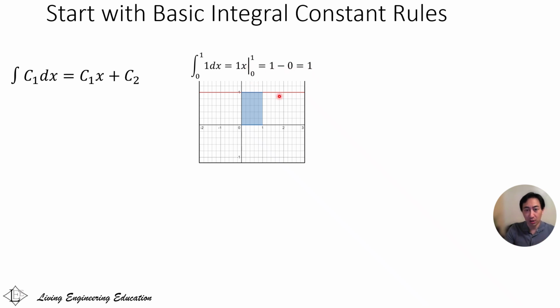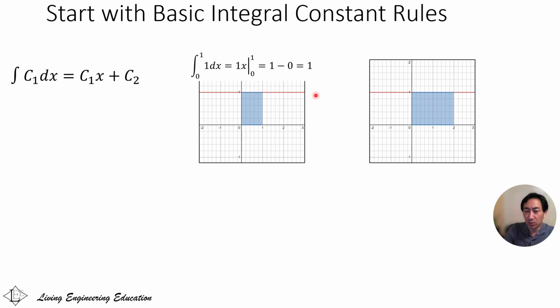And we can double check. This one's very easy because it's just a rectangle. We can double check by looking at the area of this shaded area here, right? 0 to 1, this has a width of 1. 0 to 1, this has a height of 1, so 1 times 1 is just 1, so that's the area here.